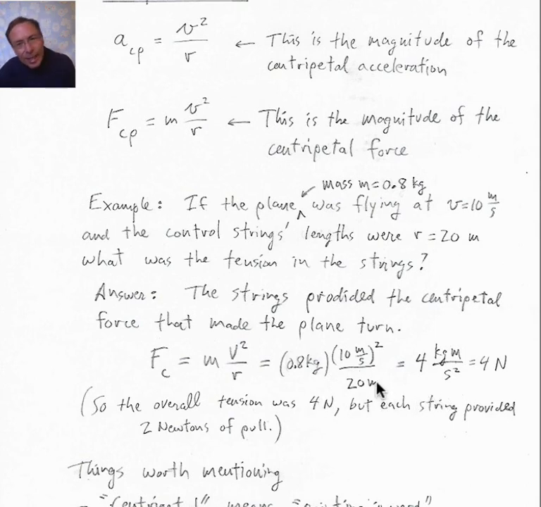Now there's a little detail. There were 2 strings, one at the top and one at the bottom, and each string gets half of the tension. So each string really had 2 newtons. It's a little detail. Okay.